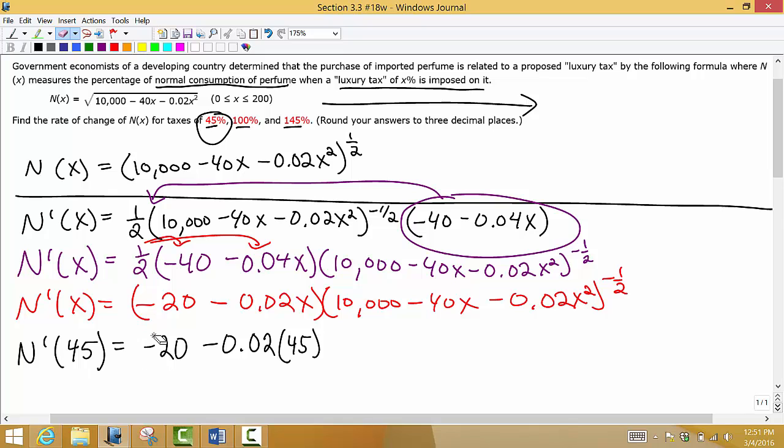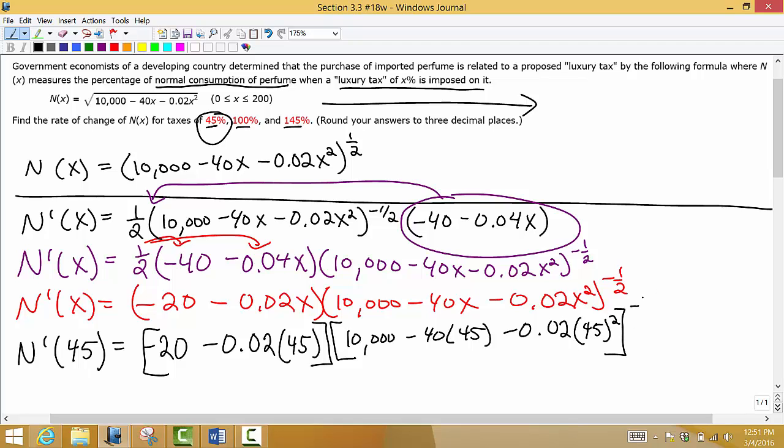And what I'm going to do as well is write the outer two parentheses as brackets. Parentheses and brackets are really the same thing, but it'll help distinguish between the parentheses that are there for the 45 and the parentheses that are there for multiplication of the two groups. So I'm going to say times 10,000 minus 40 times 45 minus 0.02, and then that will be 45 squared. I'm going to put a closed bracket there, and I need to raise that to the negative 1/2 power.